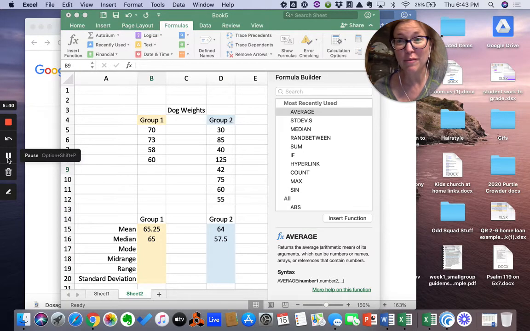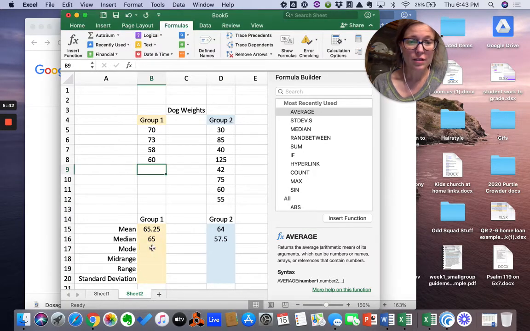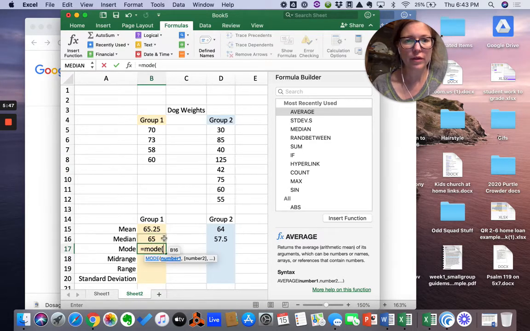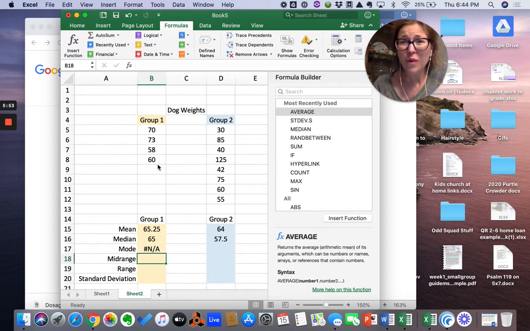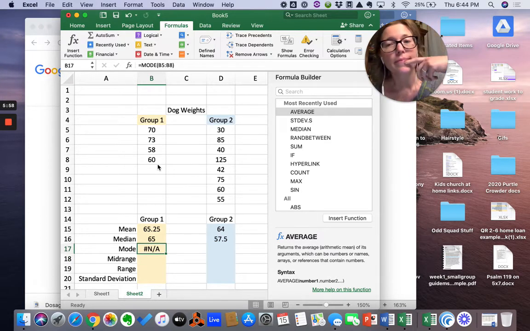Okay, let's find the mode. So equals mode, parenthesis, this group. What? That's like an error message. Let's think about what mode is. Mode is the most frequently occurring data value. Let's look at this data. There are no repeats. None of them occur more frequently than the other. That's why it's not giving it to me.